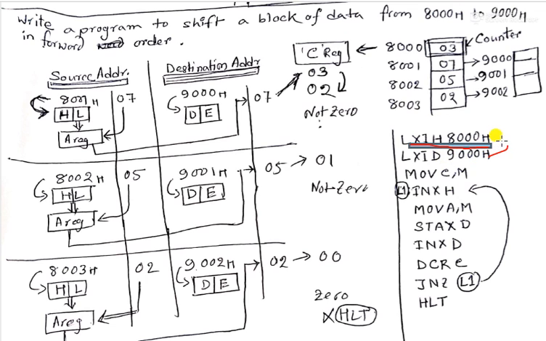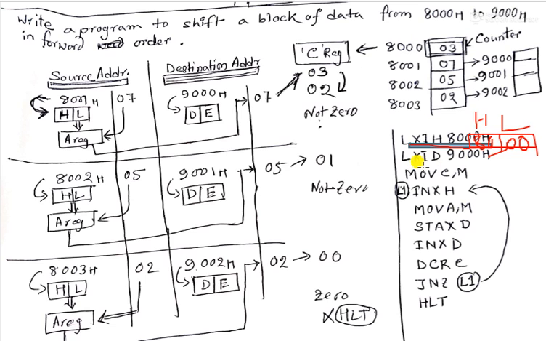so the LXI H 8000 means the content of HL pair will be 8000. Okay, I think everyone knows this. This is the 8000, how the 8000 is stored at HL pair. So the HL pair loads with 8000.